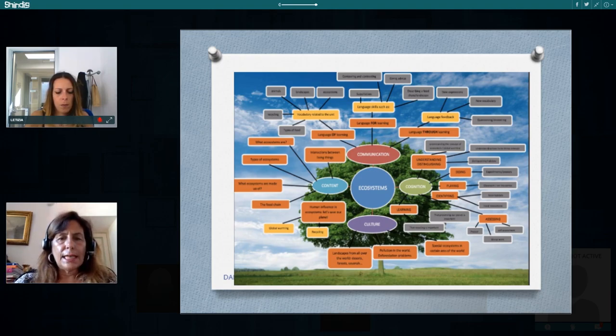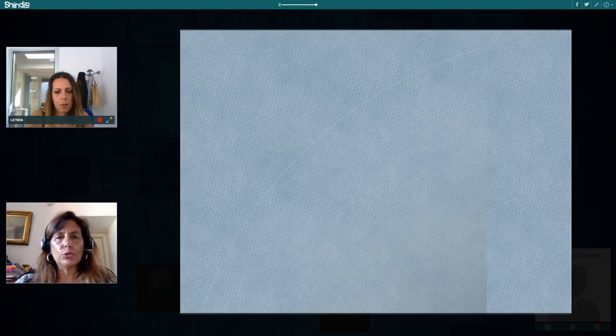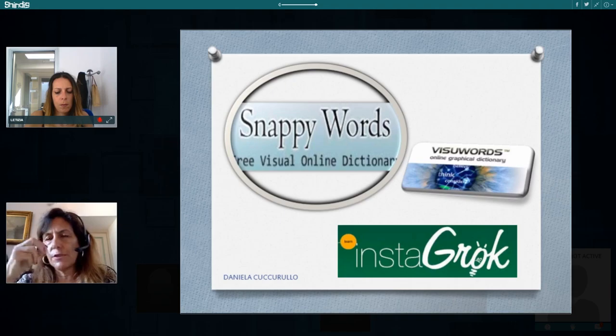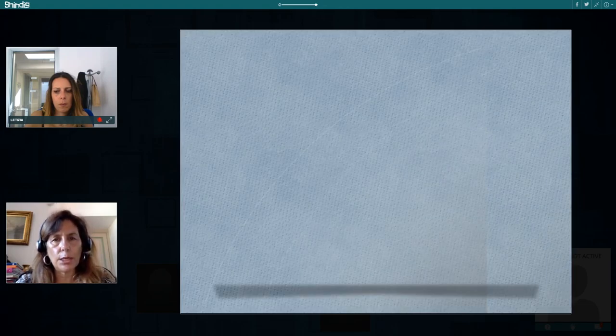So language. In the next slide, we have some free examples of how to build your lesson plans and how to create your activities through web tools that enhance language focus. The first one is Snappy Words, the second is Visual Words, and the third one is Instant Growth. These are three of the best examples of visual dictionary. What do we mean by visual dictionaries? The next slide gives you a clear example of what we mean.